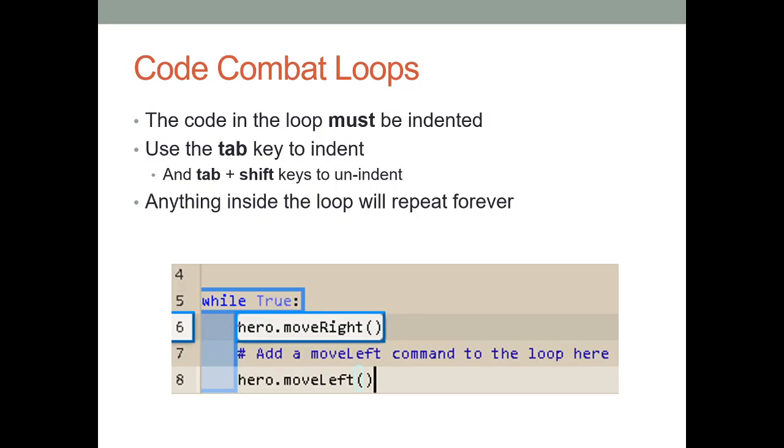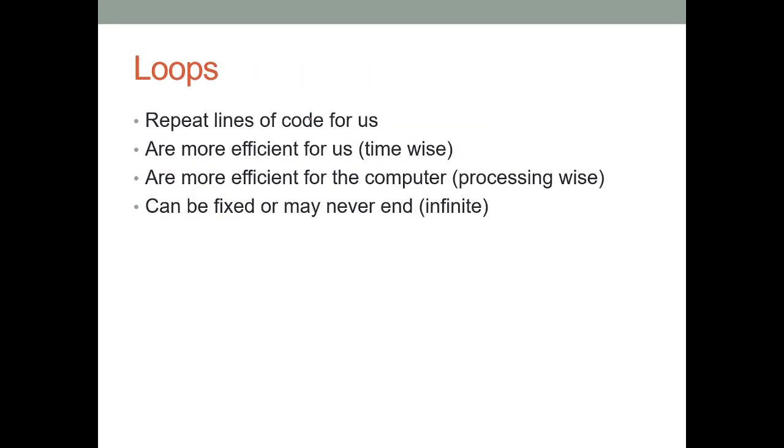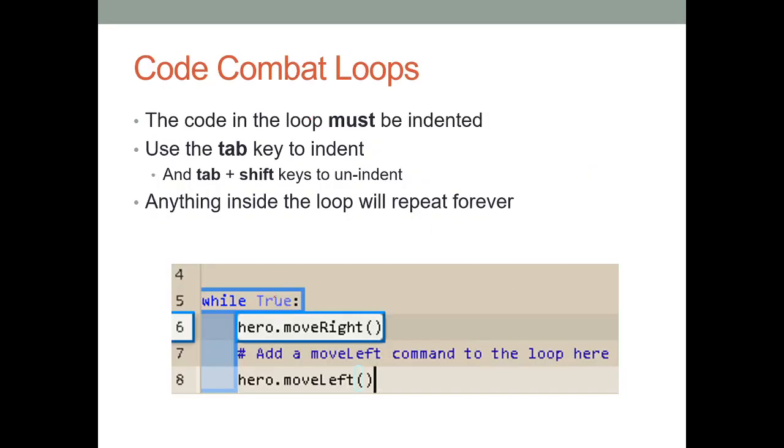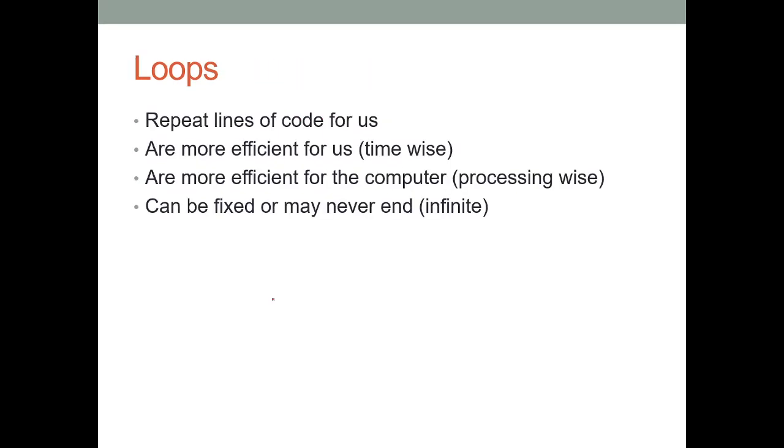So that's loops. Why do we use them? It repeats lines of code for us. So if you wanted your character to go back and forth 50 times, why move right, move left 50 times when you could just say while true, and then it'll just keep doing it for you? So that means it's more efficient for us time-wise, and it's more efficient for the computer processing-wise because it's less lines of code, and it can be infinite, or you can make it do a set amount of times.